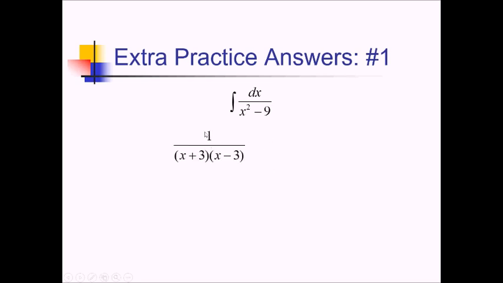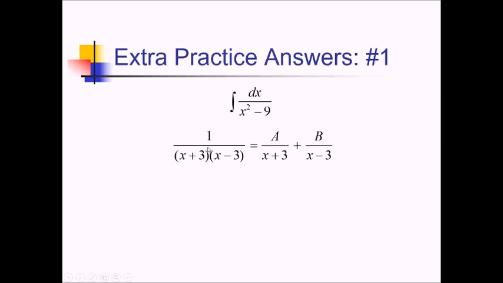So I've got 1 over that. I'm going to set this equal now. I'm going to basically split this up. There is some A and B value such that I can break this up into A over x + 3 plus B over x - 3.